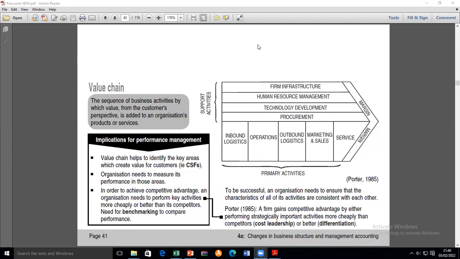Let's pick another one. The one which is more common in our exam is the value chain. So what does the value chain say? What does the value chain model say? The emphasis is on value creation. Customers are willing to pay a margin.